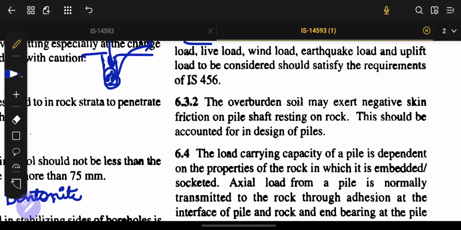The overburden soil may exert negative skin friction. If there is negative skin friction, where the soil is very loose, then what happens is the soil will try to compress the pile. So your vertical load bearing capacity will reduce. Suppose you have a total pile capacity of 1000 kilonewtons, and your negative skin friction is applying some load of 250 kilonewtons. So your net usable capacity will be 1000 minus 250, that is 750 kilonewtons only can be accommodated from the structure. That is the purpose of including this paragraph.